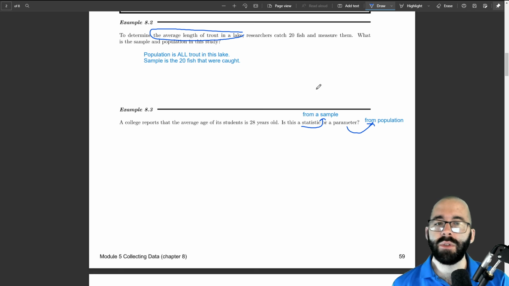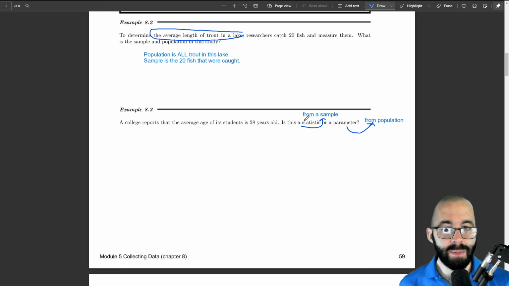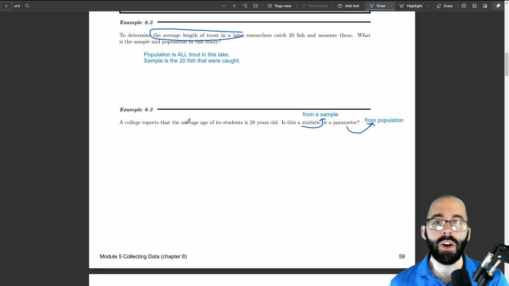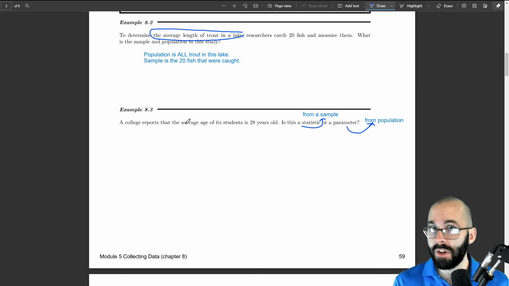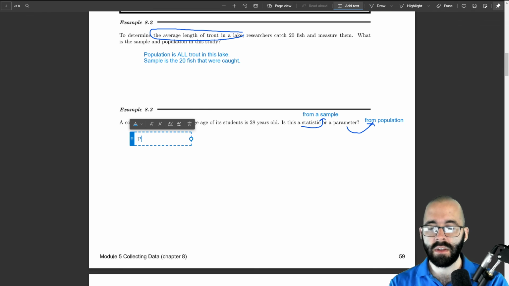So the question really is just, is this data coming from the entire population? What is the population? What is the sample? Well, the population is going to be all of the students at this school. There's no sample. We're not saying we looked at the average age of people in Jason's class. No, the college is saying the average age of all of our students, because the college knows that. So this is going to be a parameter.